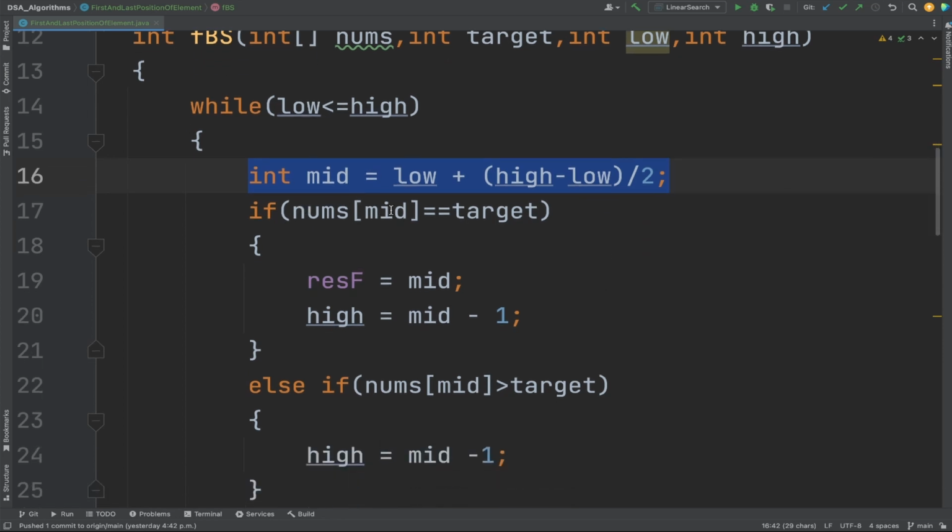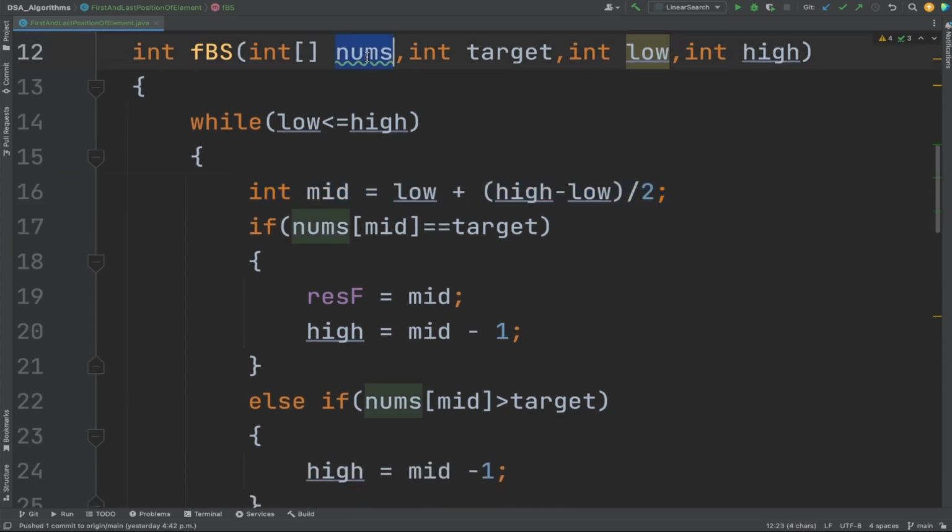If nums of mid, the name of the array is nums, so nums of mid is equal to target, and you're trying to find the first occurrence of the target value, you're going to say okay, mid can be a possible answer, and you're going to try to search in the left half, right? So you're going to do high equal to mid minus 1.